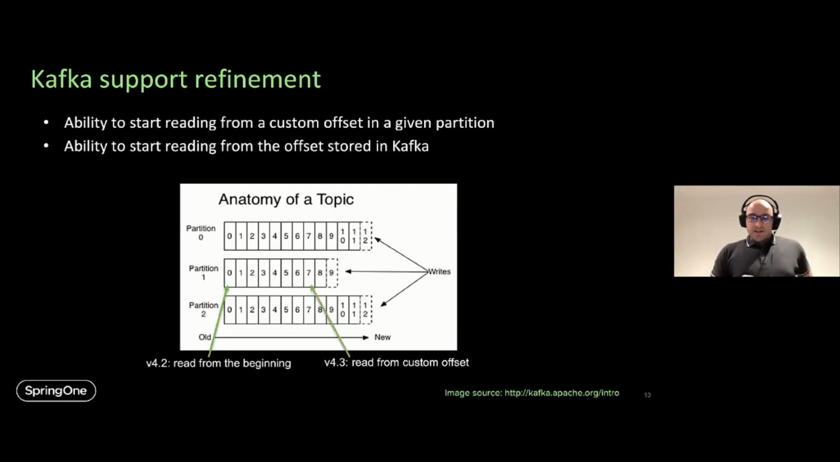And now it's possible to tell the reader to start reading from a custom offset instead of the beginning of the partition. And as a result of this addition, it's now possible to tell the reader to start reading from the offset stored in Kafka and not in Spring Batch. So instead of giving a precise offset, we can tell the reader to start reading from the offset stored in Kafka. So that's another addition.